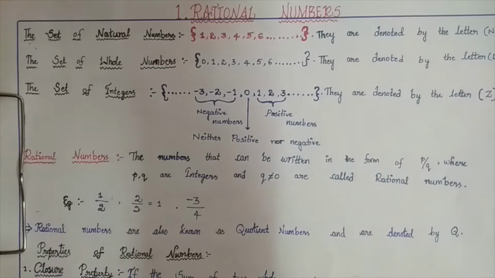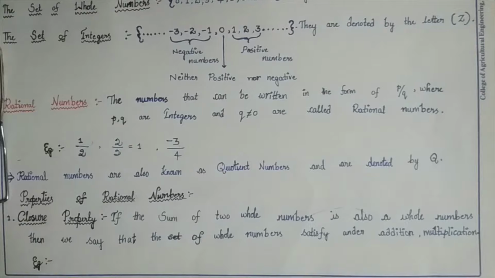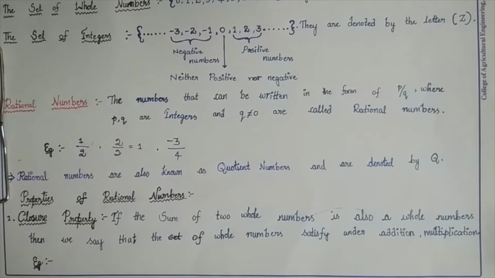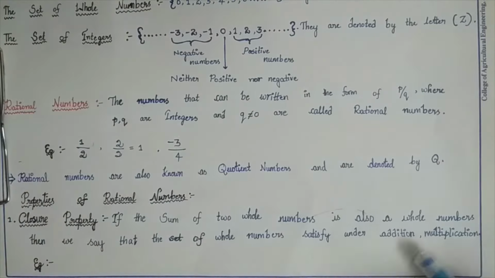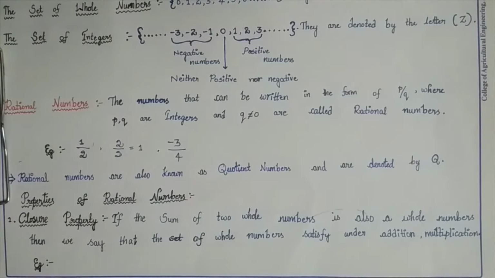Next, properties of rational numbers. So the first property is the closure property. If the sum of two whole numbers is also a whole number, then we say that the set of whole numbers satisfies closure under addition and multiplication. So this definition is for whole numbers. It satisfies only under addition and multiplication.